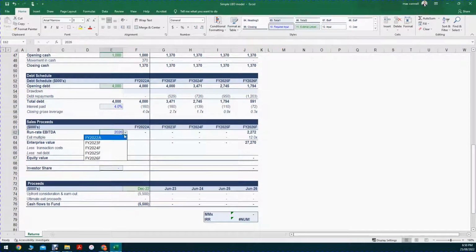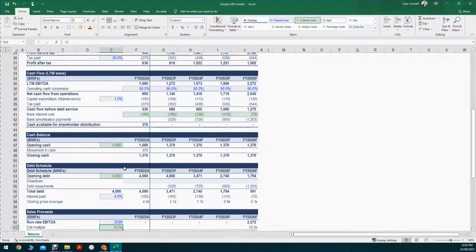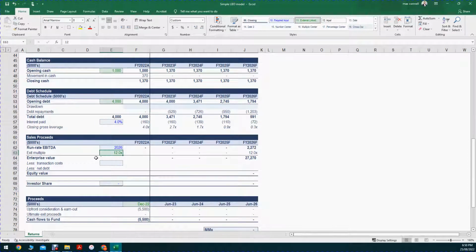So we choose what year we want to exit in, so we can change the year here. Maybe it's 25, maybe it's 26. Obviously the EBITDA is going to be higher in 2026. For exit multiple, we're assuming some increase in the exit multiple. So we bought it at 10 times, we're assuming that we can sell it at 12 times. Transaction costs, let's assume 1% of equity value. So 273,000. Bump this up to 2% actually, 500K, that sounds about right.